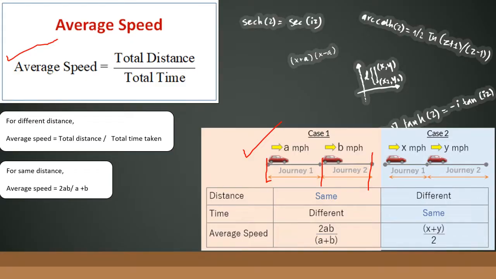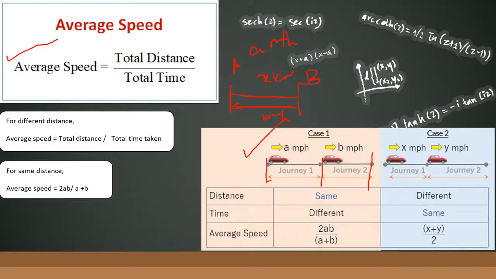Either you can take the car traveling in the same direction, or let's take another case where the car travels from point A to point B, covering a distance of, say, x kilometers with some speed. Let's say the speed is a miles per hour, and it also comes back with the speed of b miles per hour. Even in this case, the average speed is going to be 2ab by a plus b.